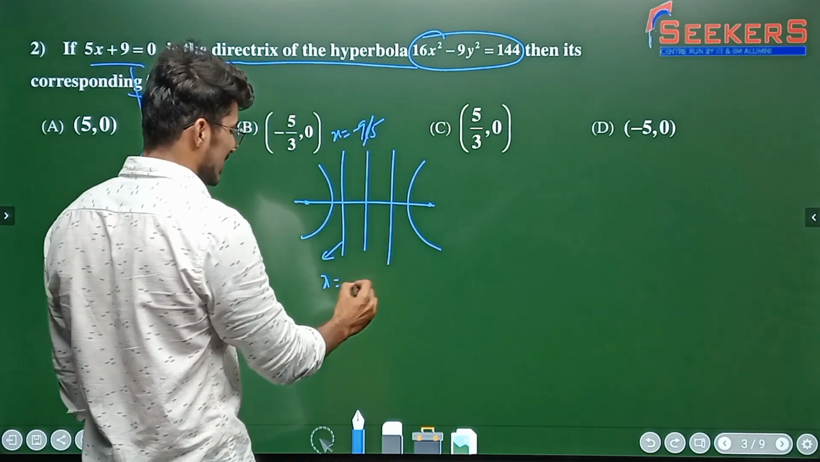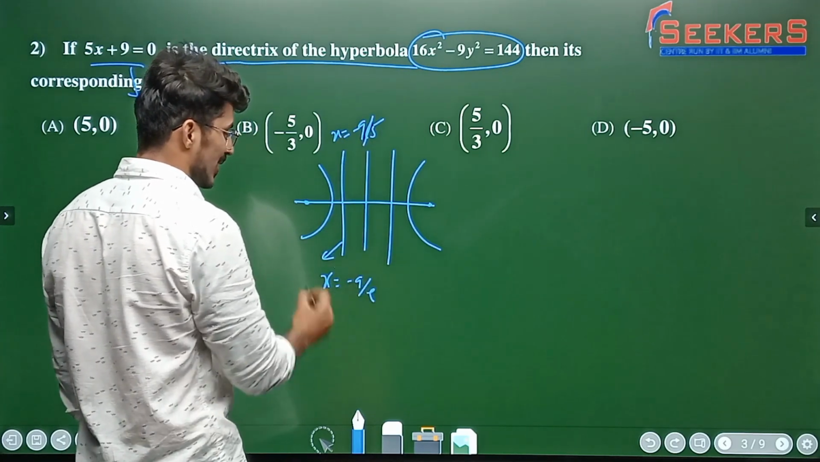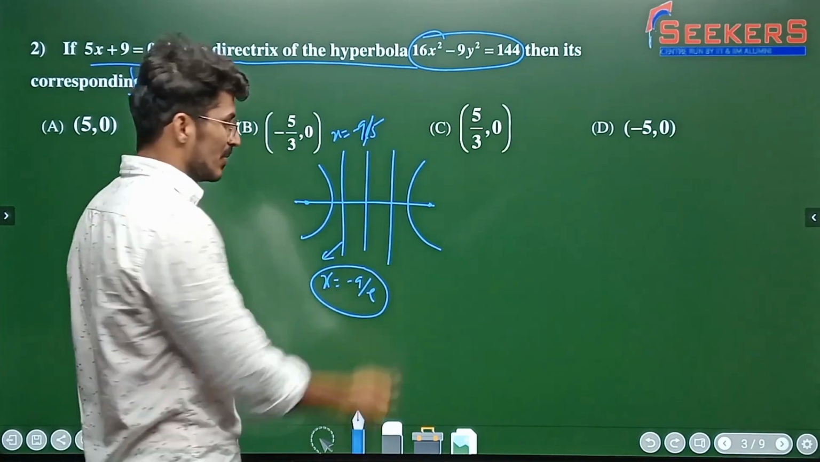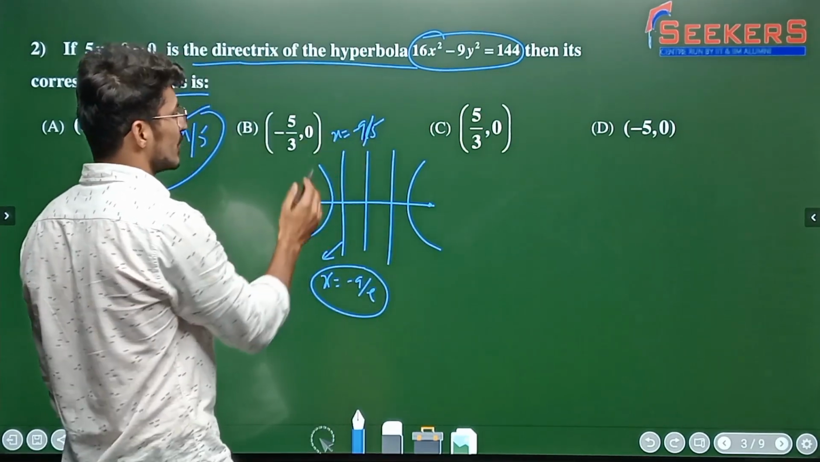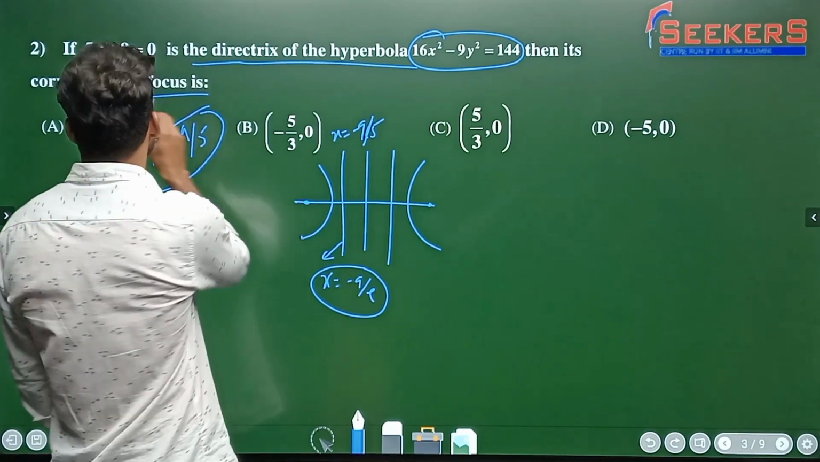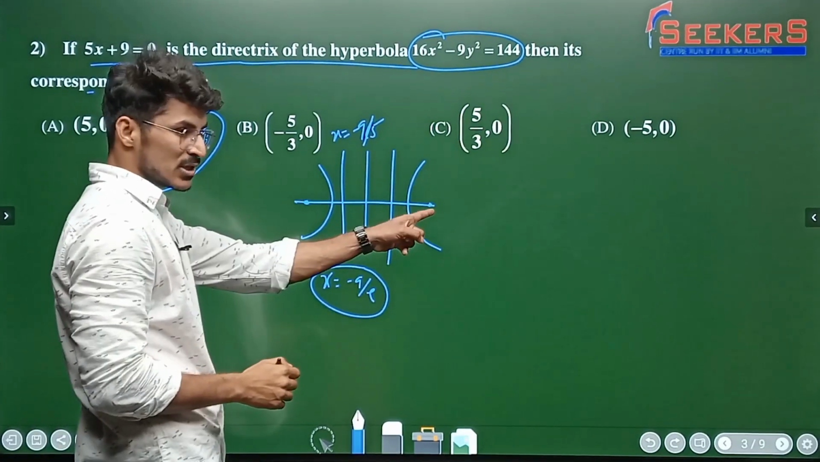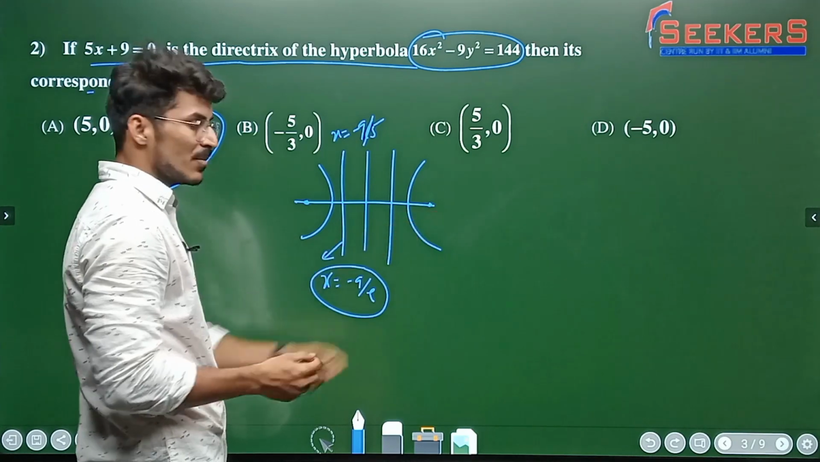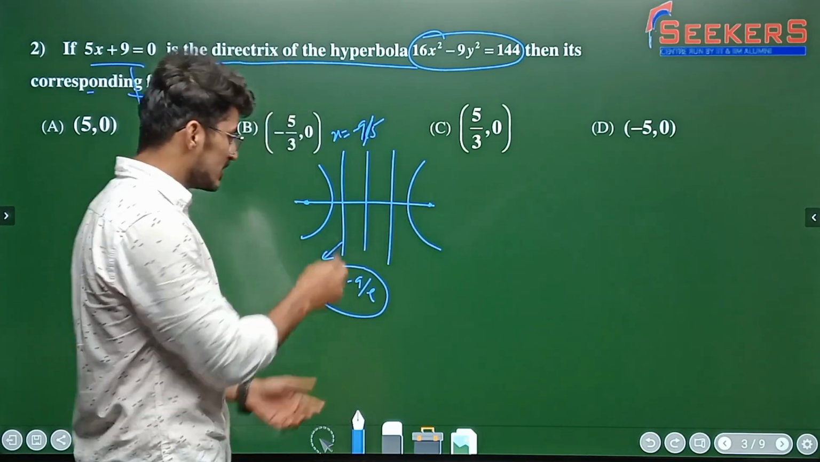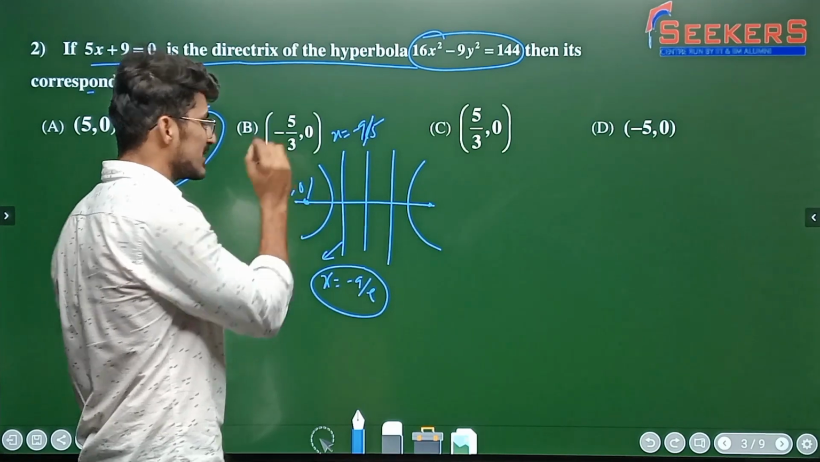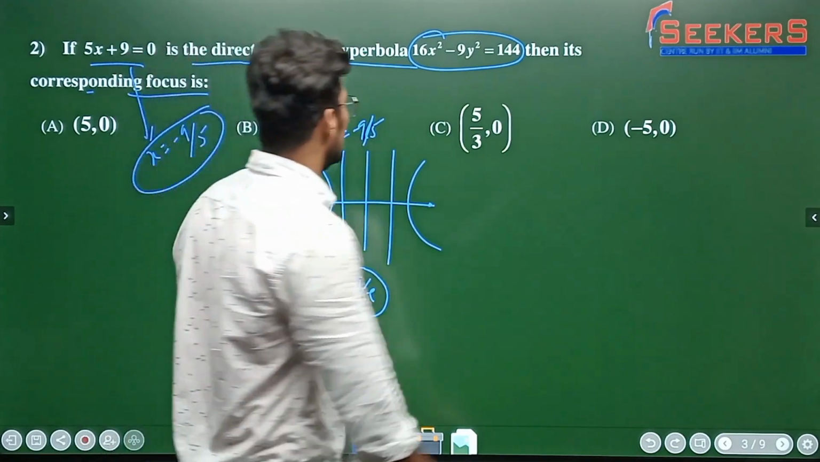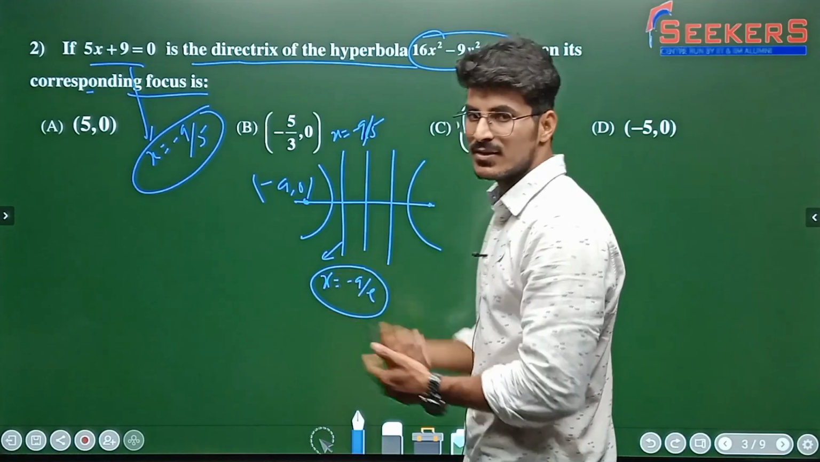So x is equal to minus a by e, right? This directrix equation is minus a by e and this directrix equation is plus a by e. So now he has given this directrix equation, which means he is asking us to find this focus, the corresponding focus. This is also a focus, but which focus are we supposed to find here? This is the focus I am supposed to find. What is the focus here? Minus a comma 0. So I need to find the a value here. If I find the a value, that is your answer.